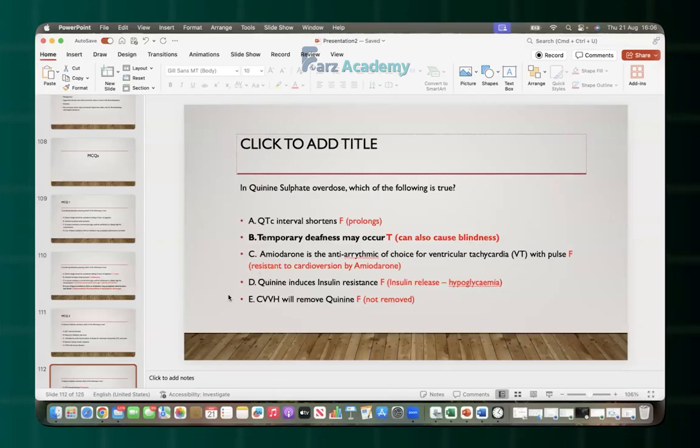So in quinine sulfate overdose, which of the following is true? QTc interval shortens, it's false. It prolongs. Temporary deafness may occur, which is true. It can also cause blindness. Amiodarone is the antiarrhythmic of choice for ventricular tachycardia with pulse, it is false. It's resistant to cardioversion by amiodarone. Quinine induces insulin resistance, that is false. It leads to insulin release, which causes hypoglycemia. And CVVH will remove quinine is false because it cannot be removed. Right? So well done there.